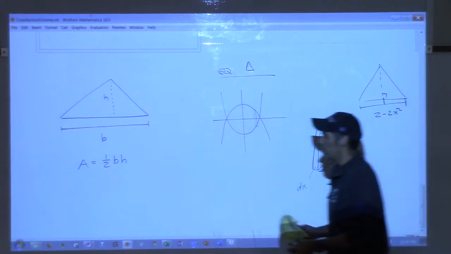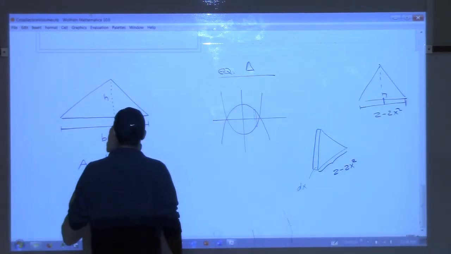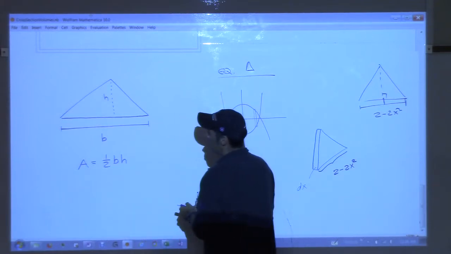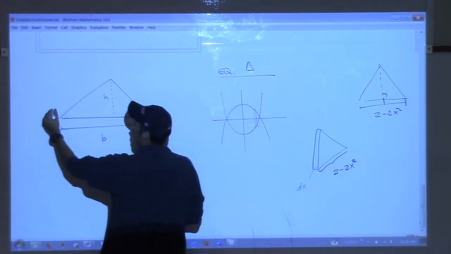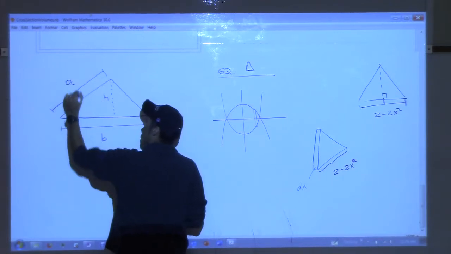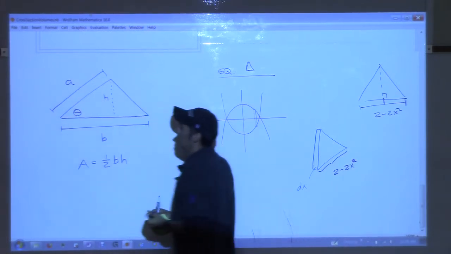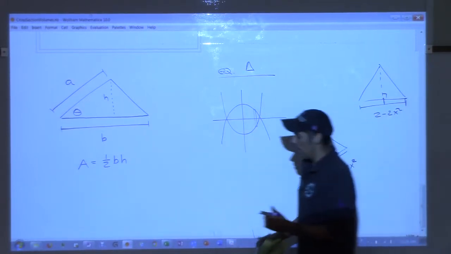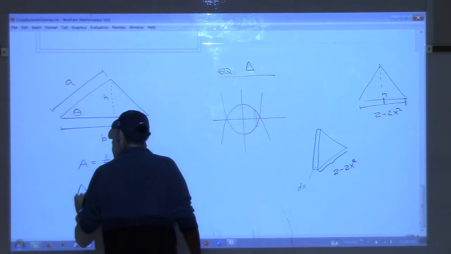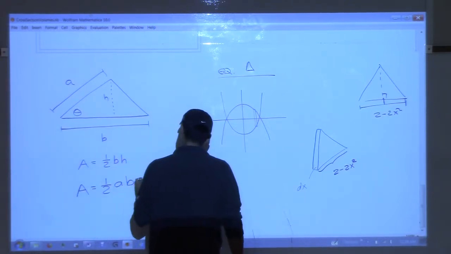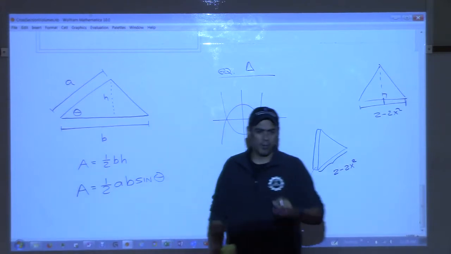Does anyone know the other formula? AB sine theta, there it is. Okay, so in this picture, if we label this side right here, from here to here, A, and we label the angle between those theta, there is a formula from pre-cal that says the area of this is 1/2 AB sine theta. And that was on your formula sheet, yes?